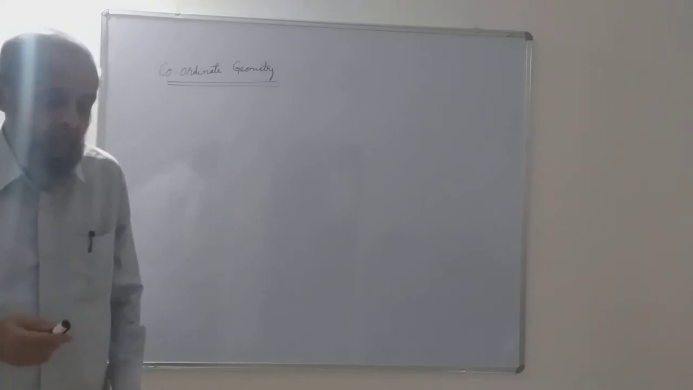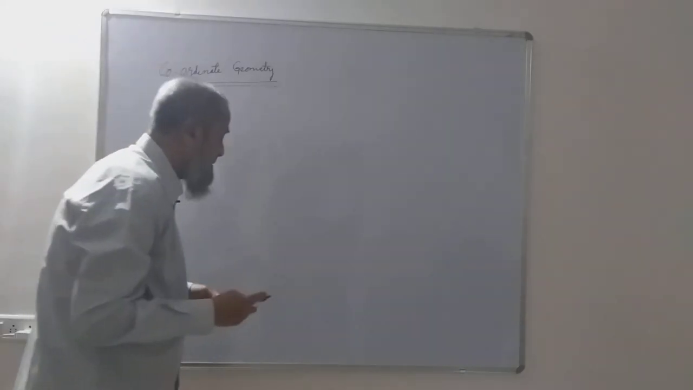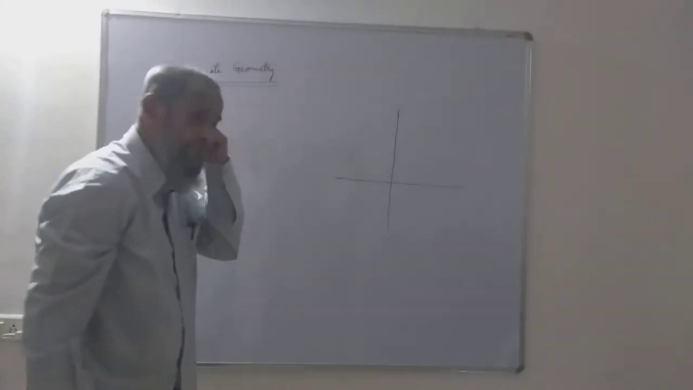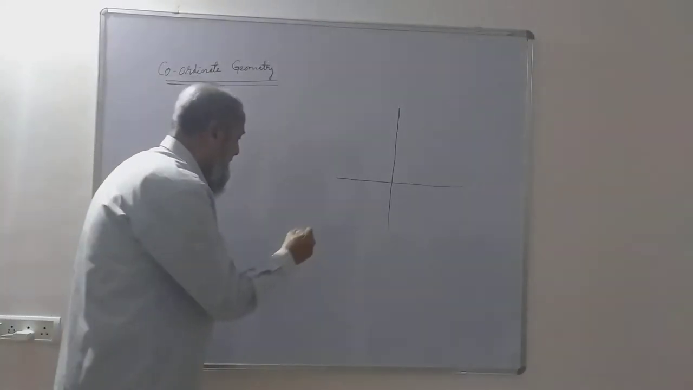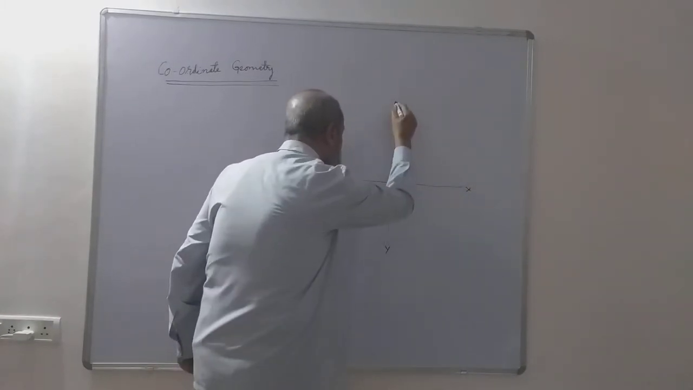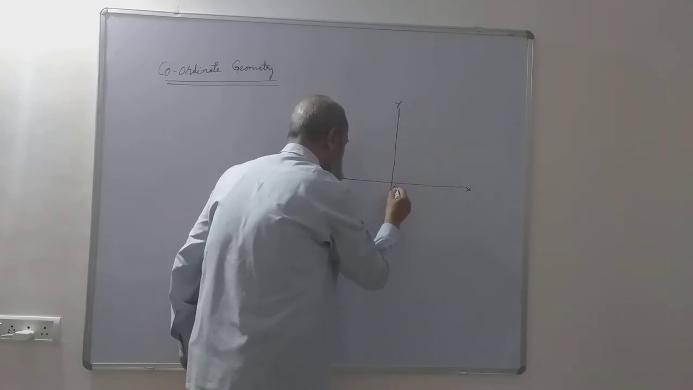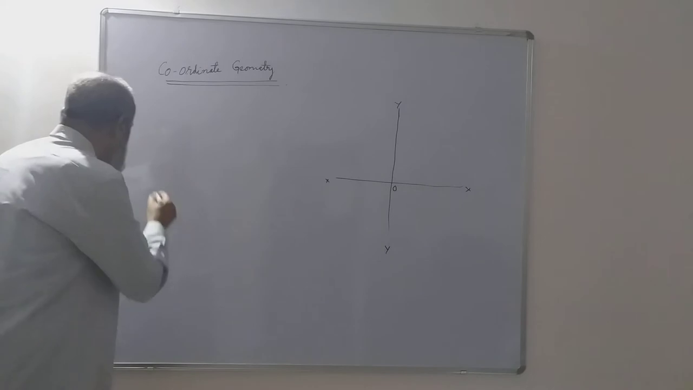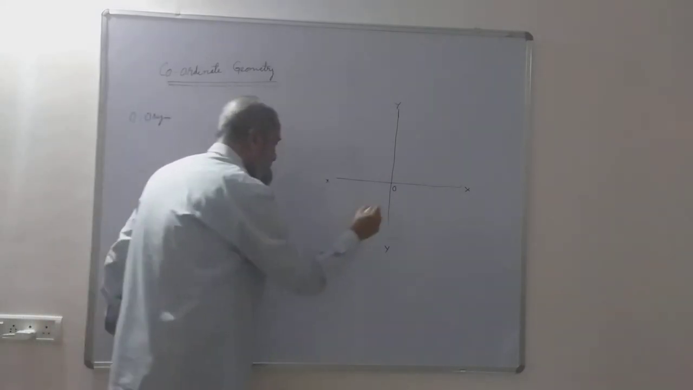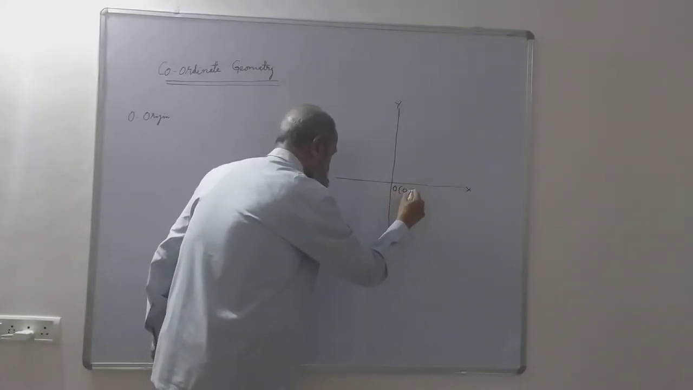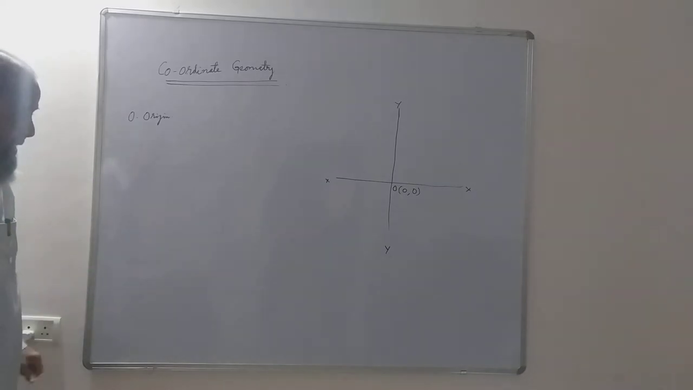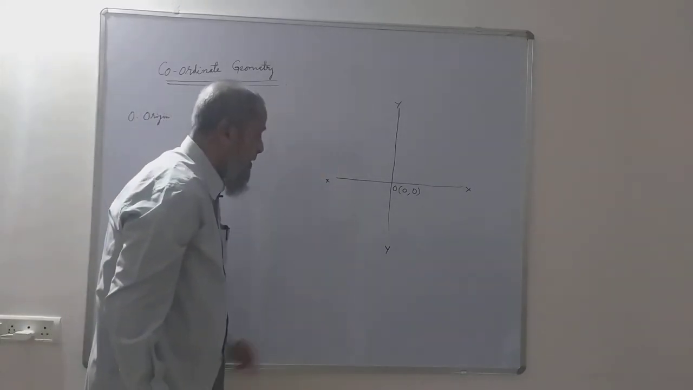Right. Now, you know that to locate a point, we require two reference lines, which are called the axes. This is called the x-axis, and the vertical axis is called the y-axis. Where they intersect each other is called the origin. O is the origin, and its coordinates are taken to be 0, 0. Any point is located from this particular point called the origin.